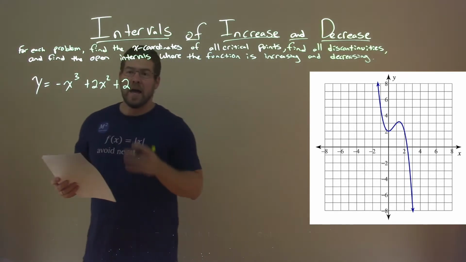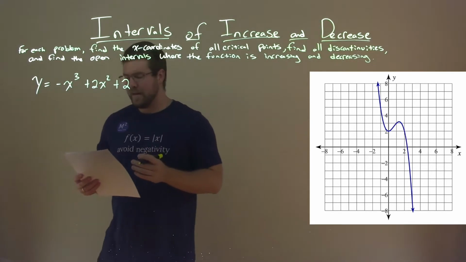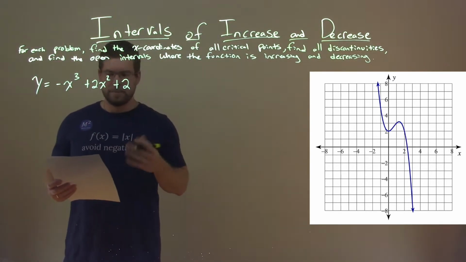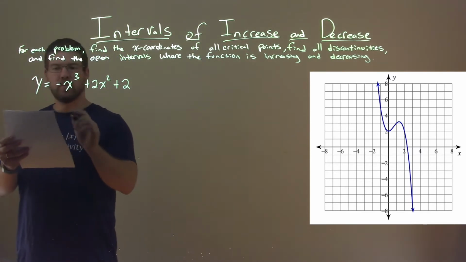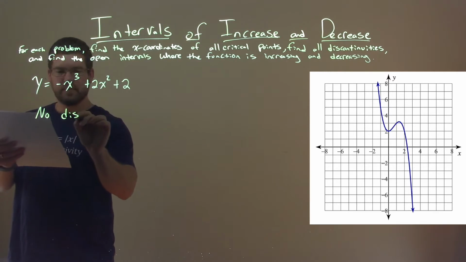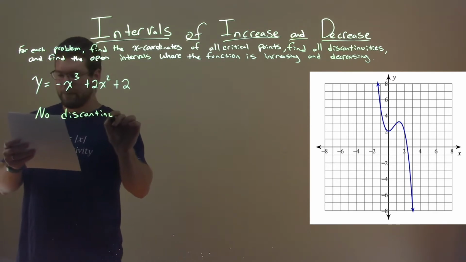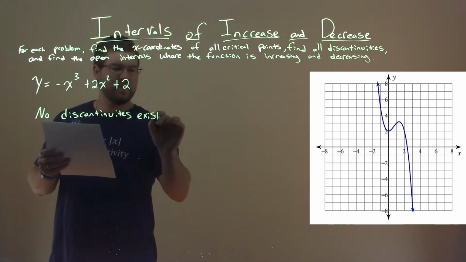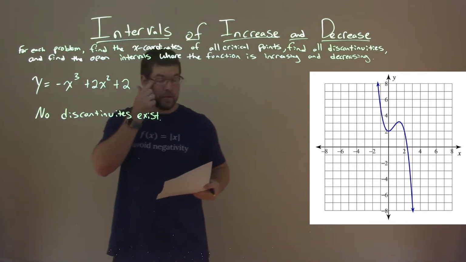Now luckily we have a polynomial function right here, and what we know about them is that they're continuous everywhere. And so we can say this one has no discontinuities right off the bat.